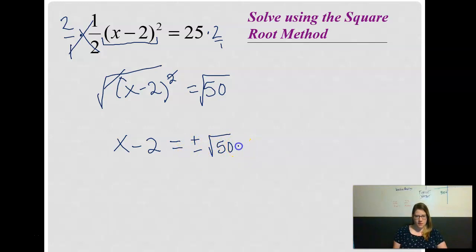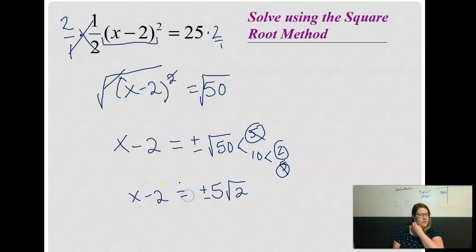50 is not a perfect square, but I can simplify that a little bit. That would be 5 times 10, and 10 is 2 times 5. So I have 2 5s, which means I can bring out 1 5. The 2 would have to stay underneath. Still have a plus or minus here. So I have x minus 2 equals plus or minus 5 square roots of 2.